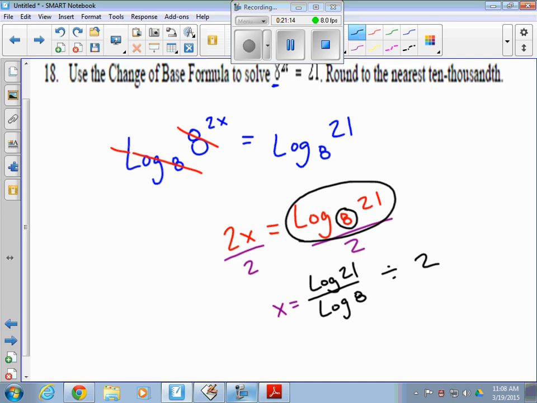And it says round to the nearest 10,000. I get a number that says x equals 0.732052, and it keeps going. We're going to the 10th, 100th, 1,000th, 10,000. So that's as far as we want to go. So x is going to be approximately 0.732.